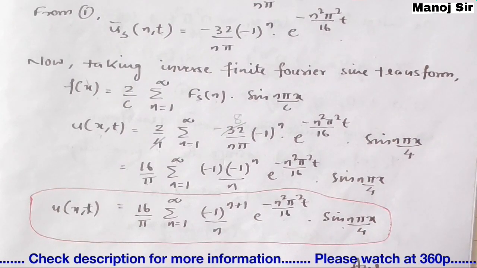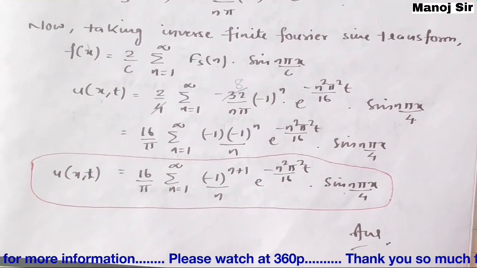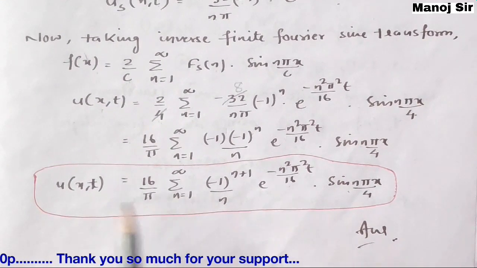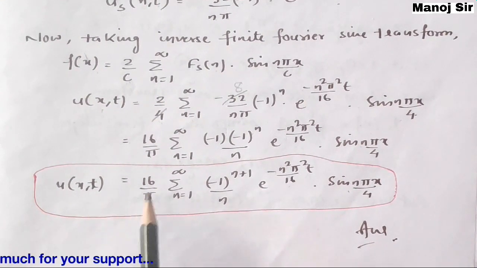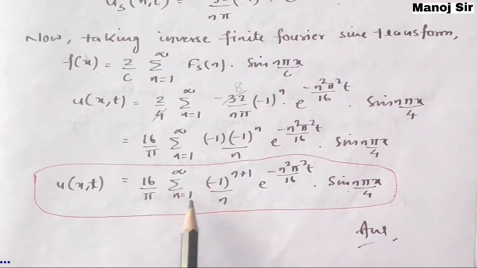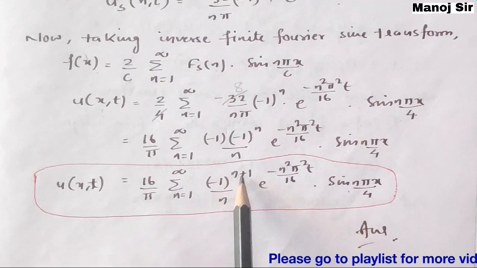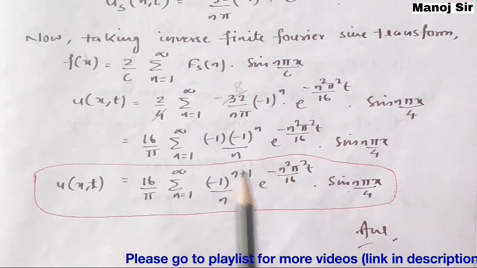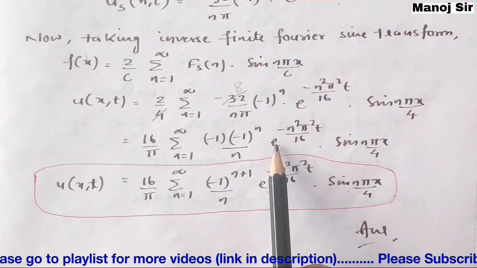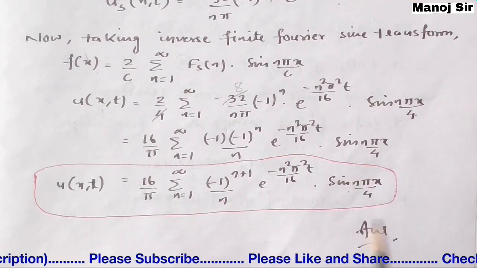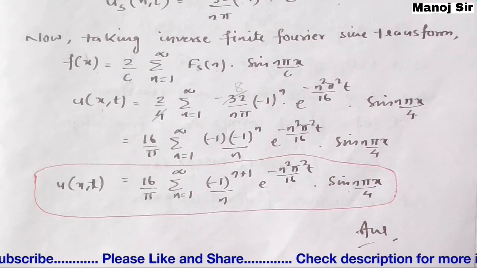In the last step, u, which is a function of x and t, equals 16 upon pi, summation n equals 1 to infinity. If you multiply both, this will become minus 1 power n plus 1 upon n. And this part is as it is, e to the power minus n square pi square t upon 16 into sine of n pi x upon 4, and this is my final answer.